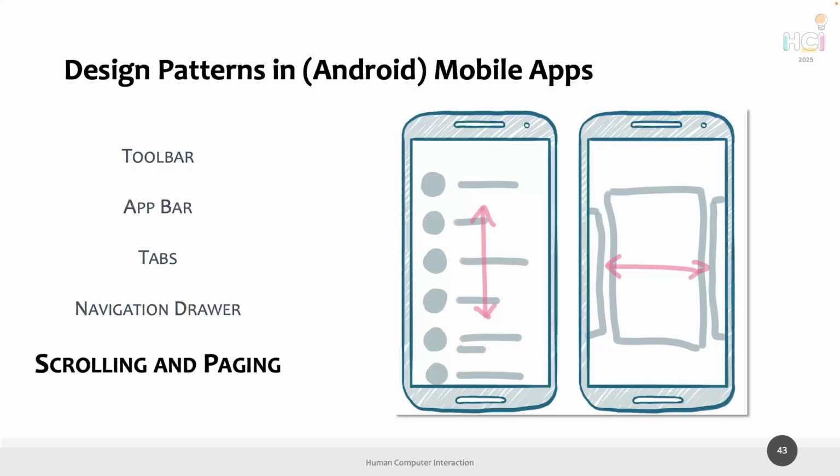And finally, each device has its own patterns around scrolling and paging. They are typically very similar across different devices. So vertical scrolling is, of course, used to consume more content, and horizontal scrolling is typically used to switch between different pages. But there may be differences between ecosystems of different vendors.